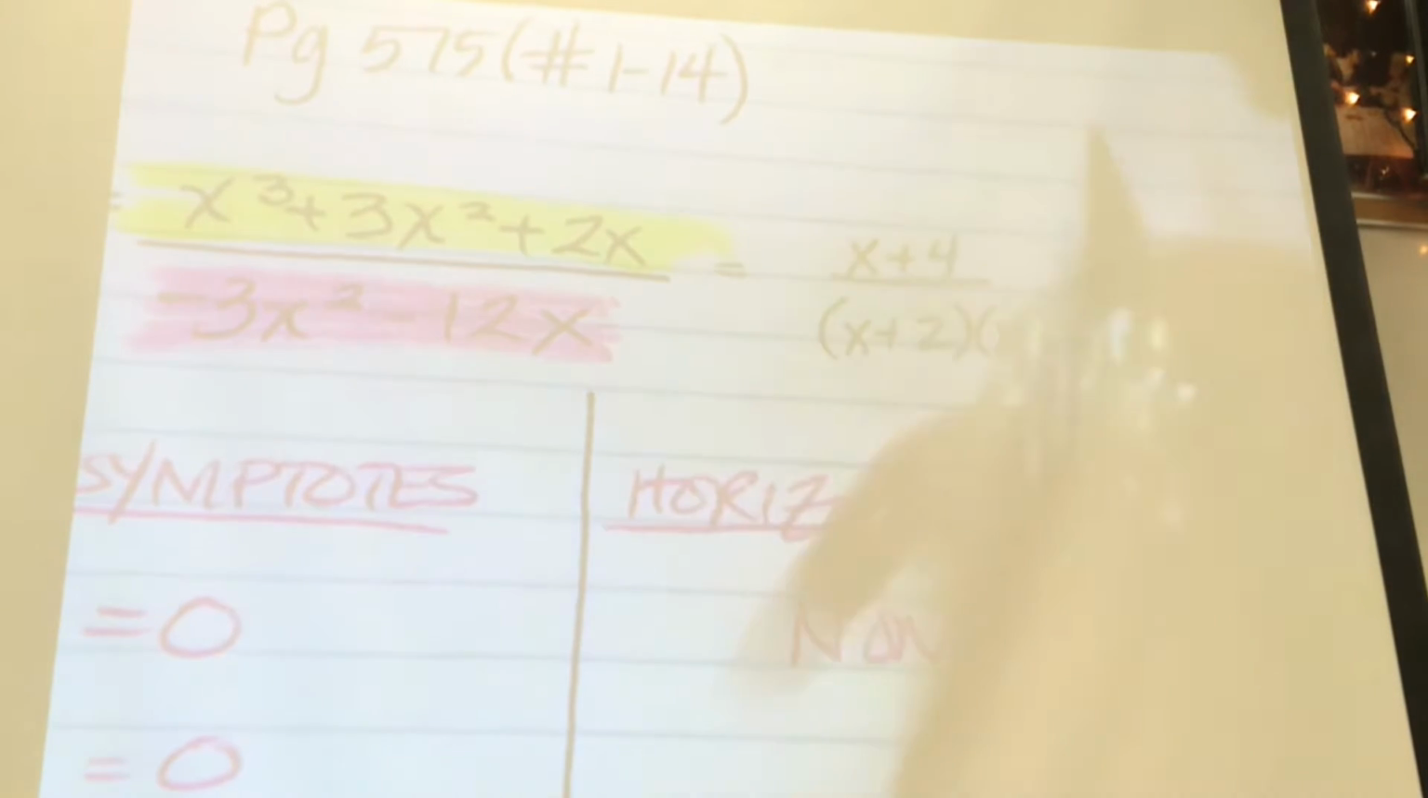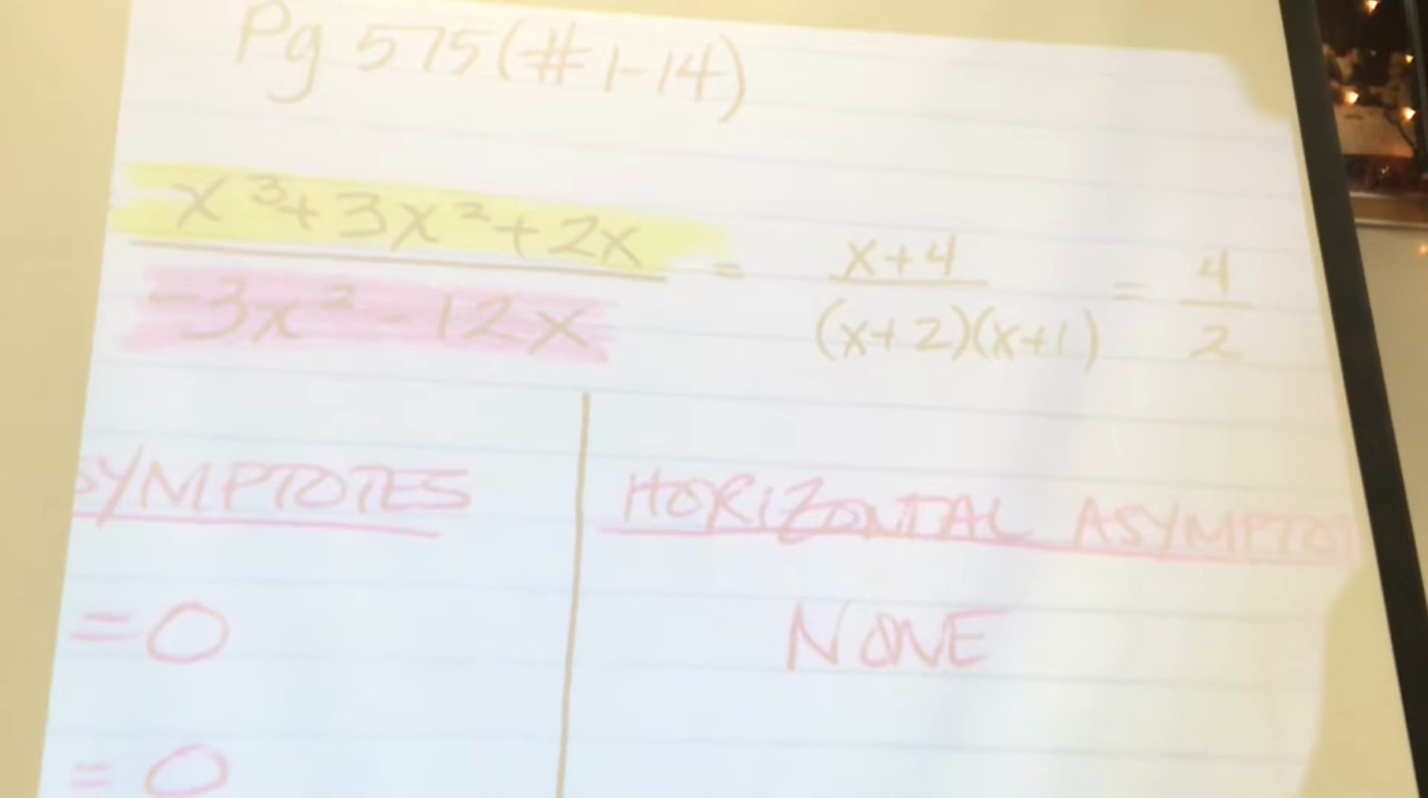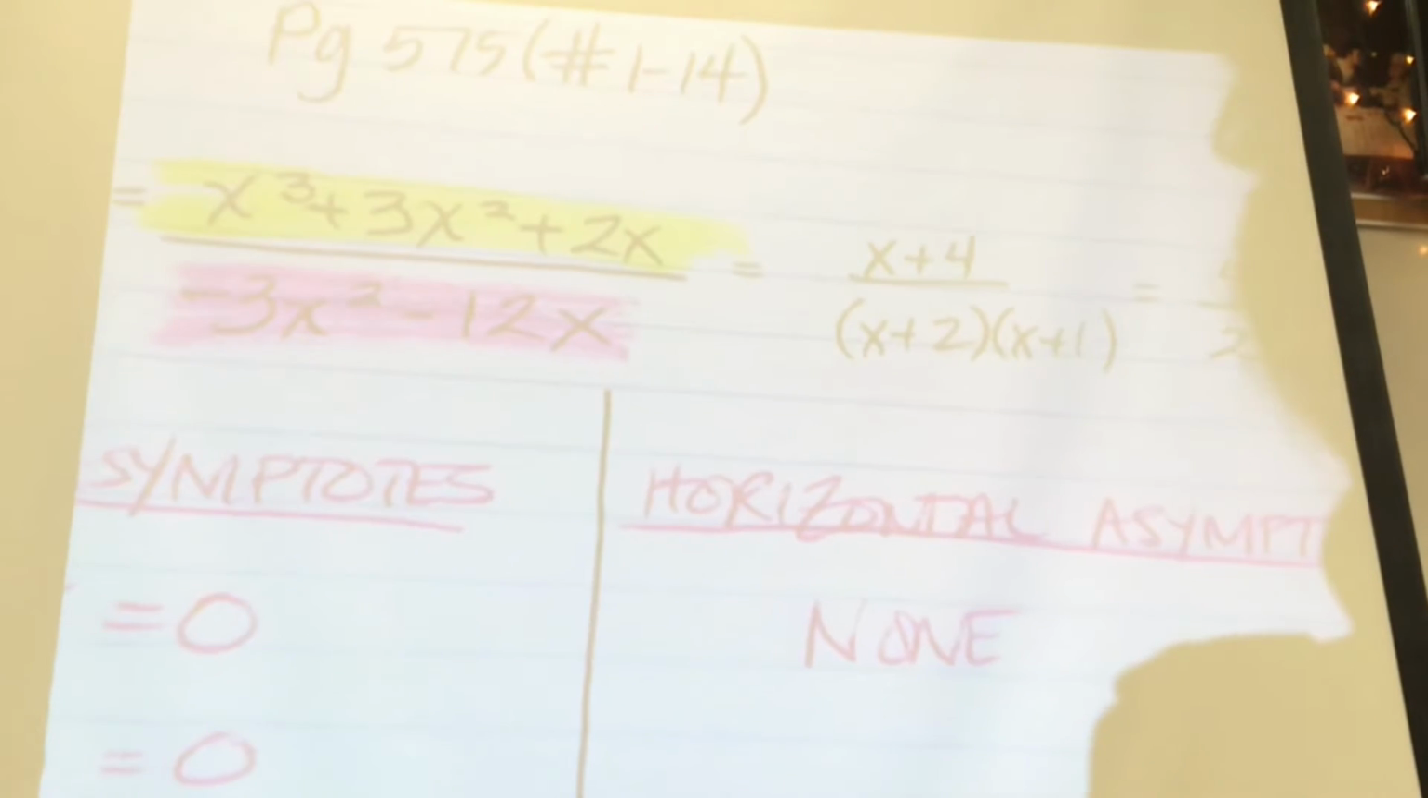Okay, ready? Plug in 0 here. What do you get on top? What's 0 plus 4? 4. What's 0 plus 2? 2. 0 plus 1? 1. What's 2 times 1? Okay, so where's the hole at? Oh, I think I wrote this wrong. Oh, no, it's right. Roughly at 2.